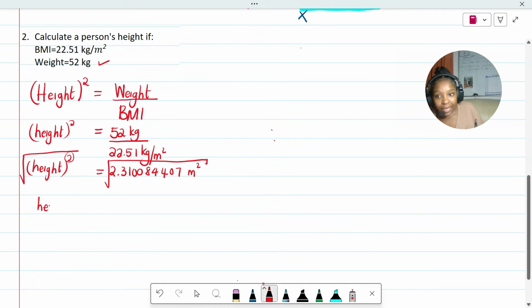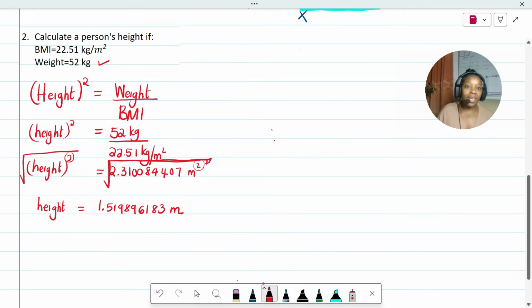Okay, so therefore the height is equal to, you're just going to put the square root, 2.3100844407. Okay, that means that this person's height is actually 1.519896183. Because we've now square rooted the right hand side, it's also canceling out that squared there. It's just meters there. So the inverse of a squared, if you want to get rid of a squared, you need to square root. That's how we get rid of the squared from the height, because we just want the height to be on its own.